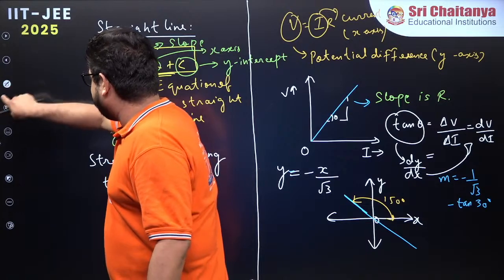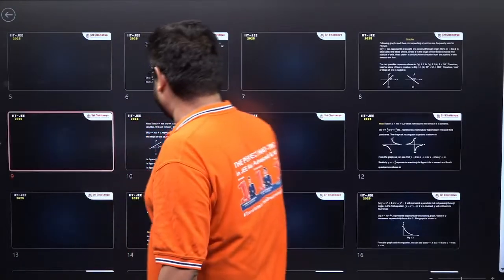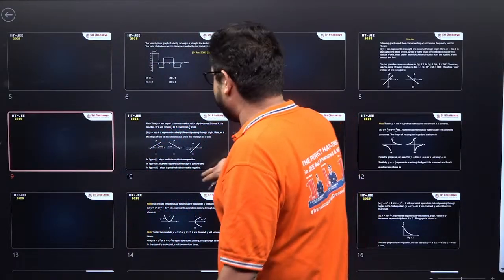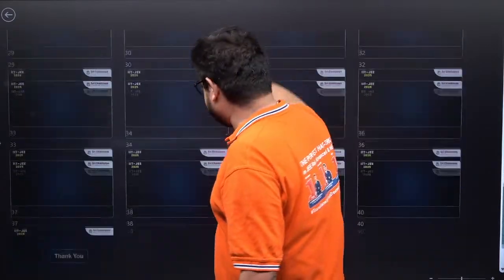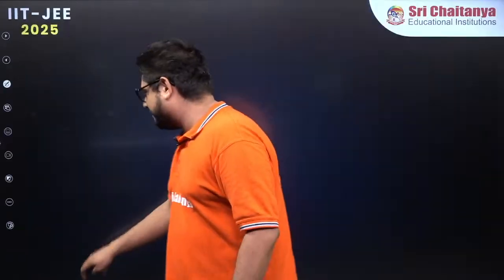So that's it for today. Tomorrow we are going to continue with some more straight lines, because we need to know how to solve straight lines properly. Certain examples and certain applications we are going to discuss tomorrow.